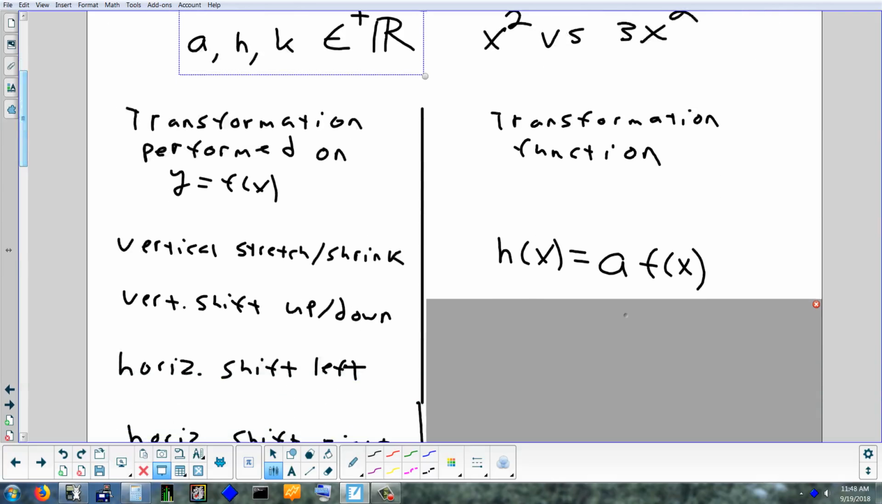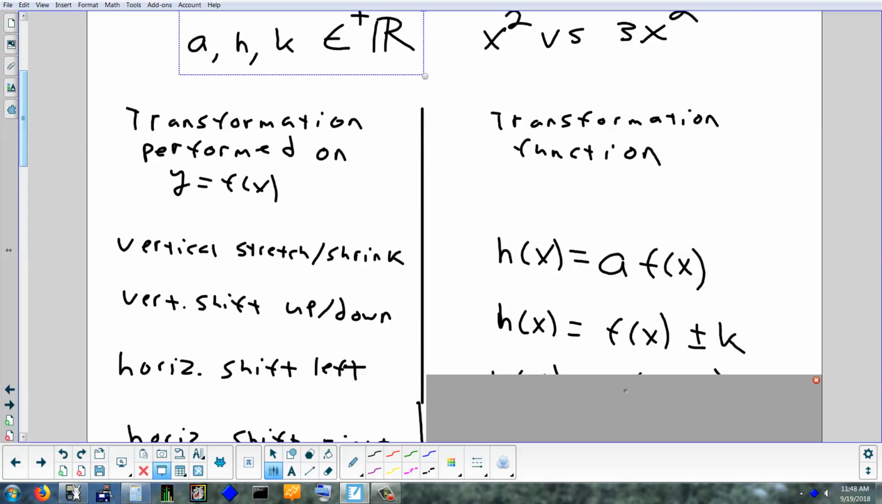About cat, do you remember? So it's not multiplication, because that was for stretching. Is it when you add it onto the end? Yeah, if you want to shift up, you add it onto the end. If you want to shift down, you subtract it.